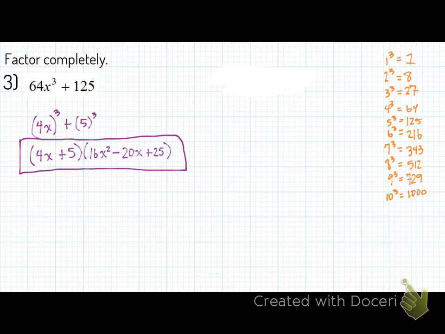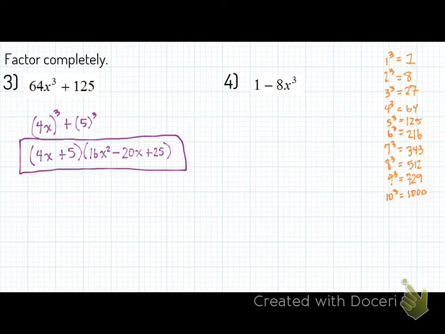I'll start us off and then you'll finish it. Okay, 1 minus 8x cubed. Turn to your neighbors, your group members, and identify what the perfect cubes are in this expression. Okay, what are my perfect cubes, everyone? 2x. Good, so let's just focus on one at a time.